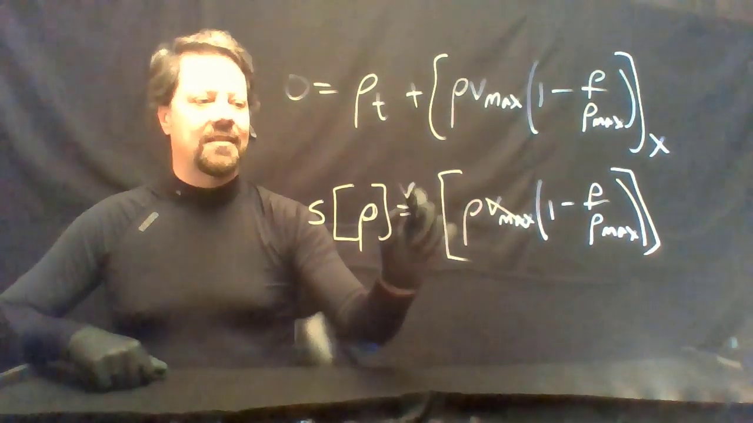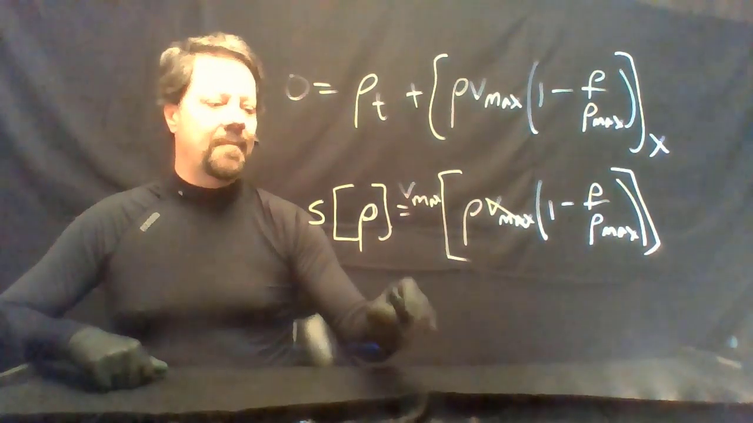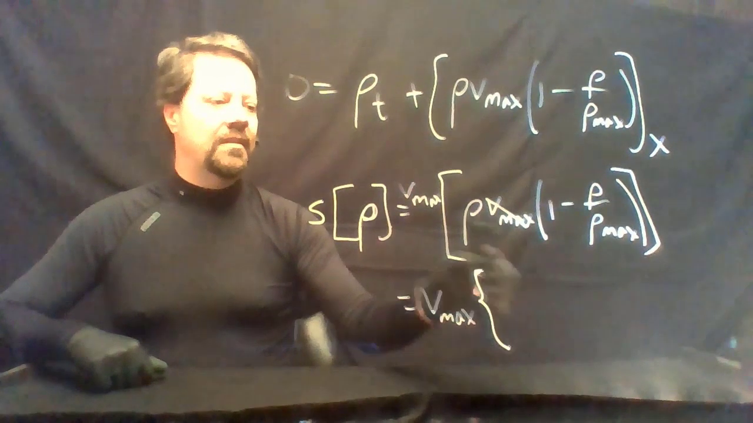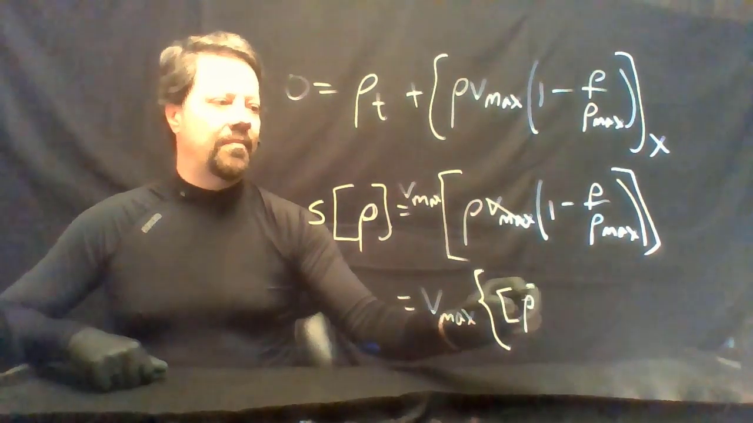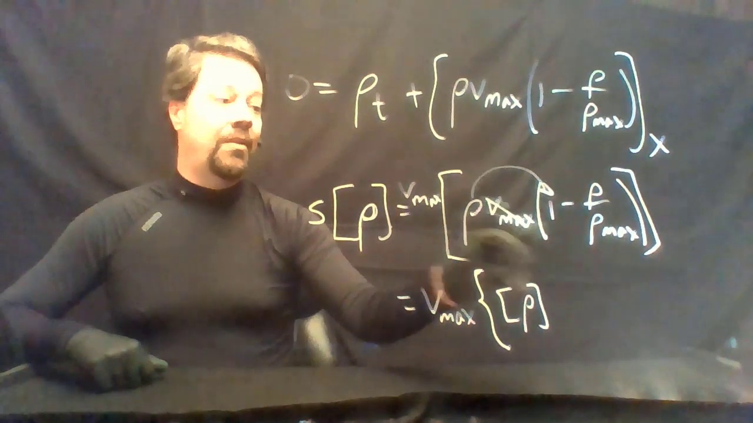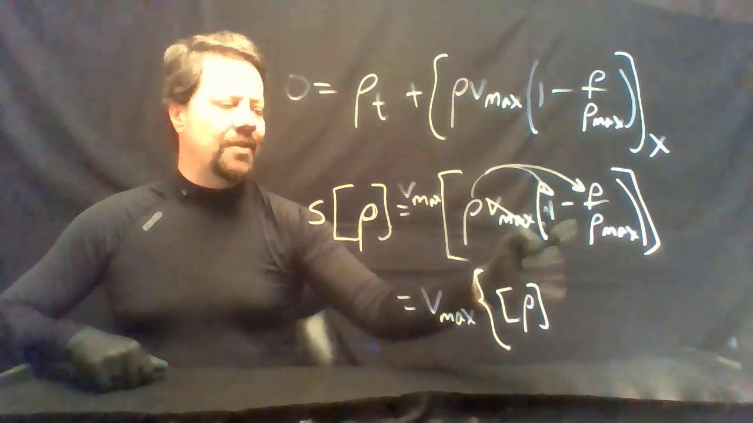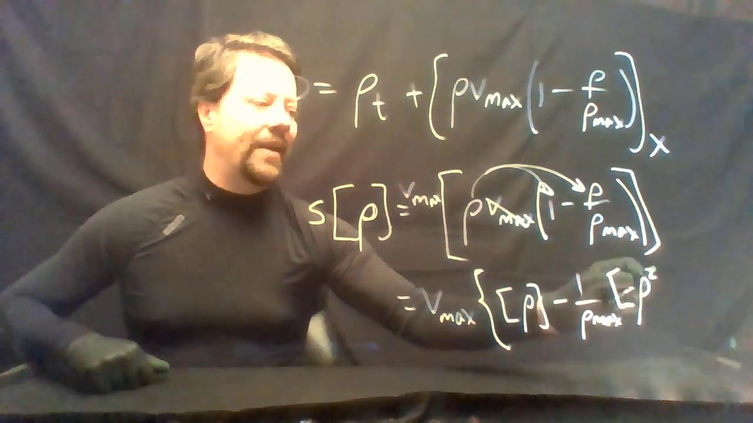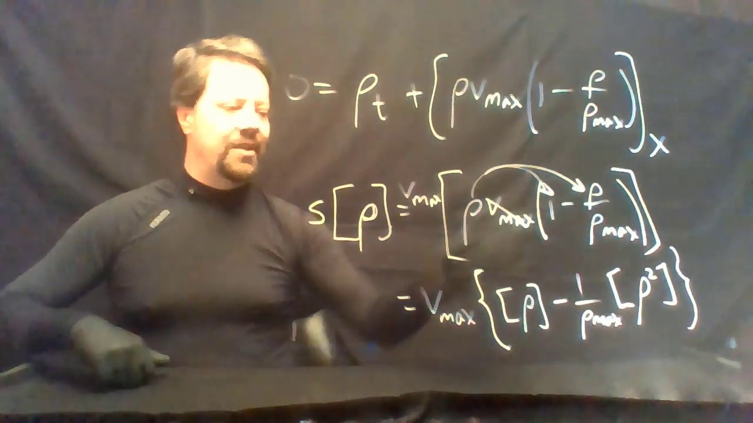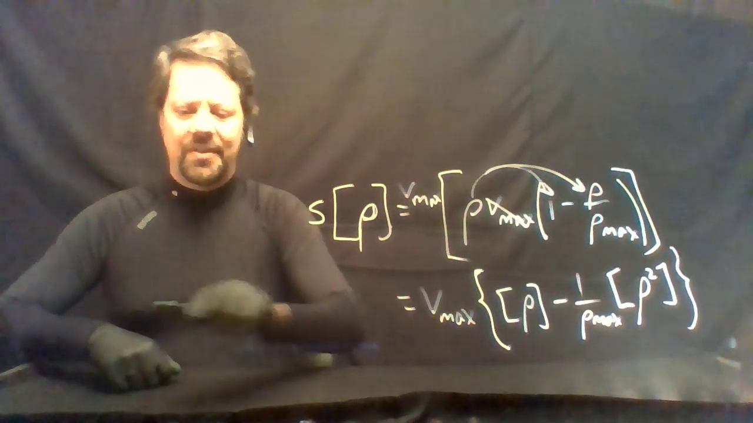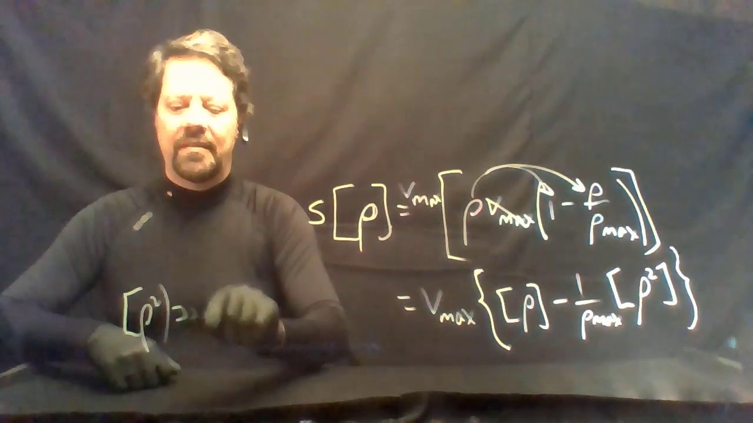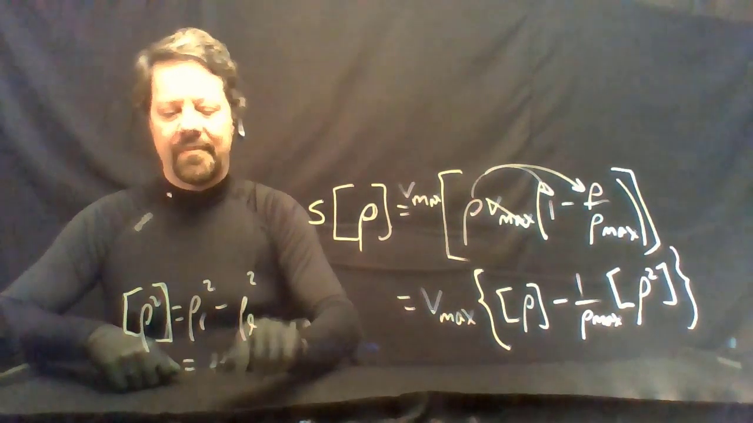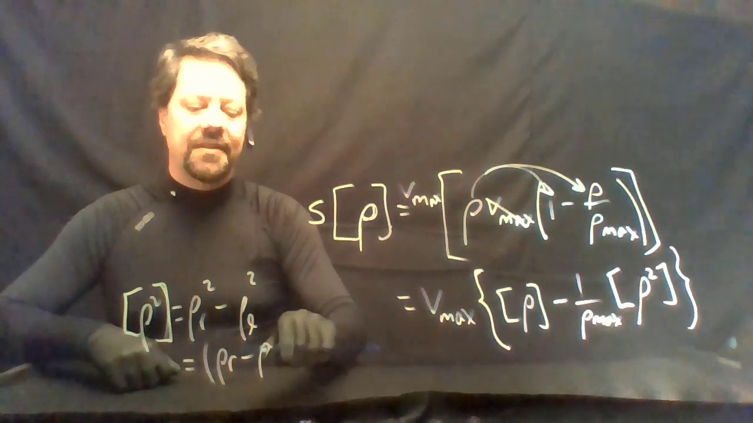V max is a constant. It will come out of this jump. We'll have V max times the jump in rho. We can distribute this and get a term rho all by itself. We'll also have minus 1 over rho max times the jump in rho squared when we distribute. What about this jump in rho squared? That should be rho on the right squared minus rho on the left squared, which can be factored as a difference of squares.